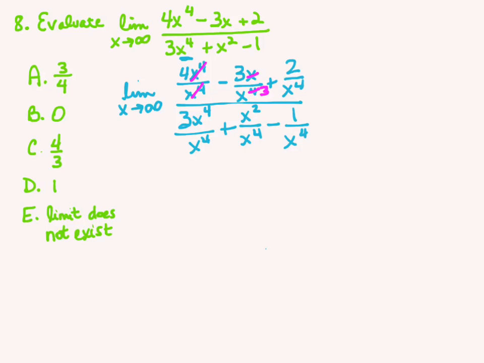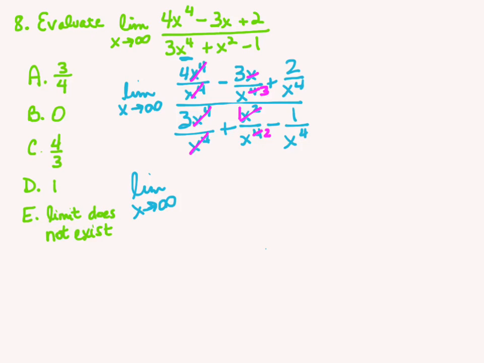In my denominator, 3x to the 4th over x to the 4th, those x to the 4ths cancel out. X squared over x to the 4th, that can reduce to 1 over x squared. And then 1 over x to the 4th does not reduce. So just to help us keep this clear, I'm going to rewrite what we have left.